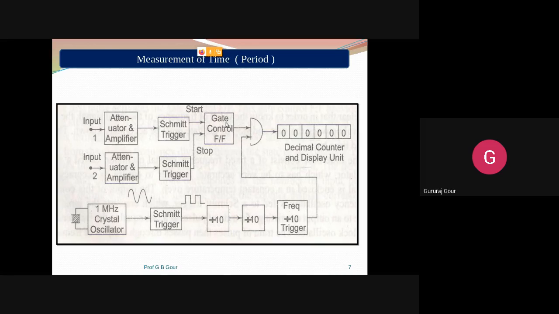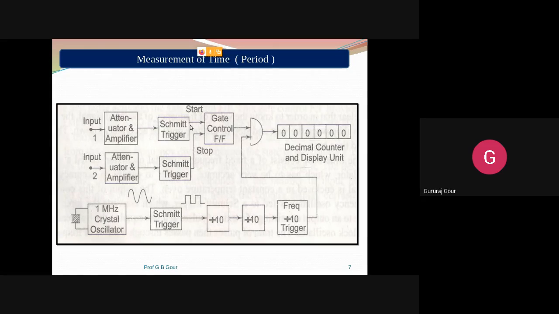So what is the gate control flip-flop doing? For the period duration, you can see here, input signal 1 is applied through an attenuator and amplifier. What will the attenuator do? If your signal 1 is not within visible proximity on the screen, then it will be reduced in amplitude proportionally so that we can view it on the screen comfortably for the measurement of the time period. Otherwise, without seeing the waveform on the screen, we cannot measure it.